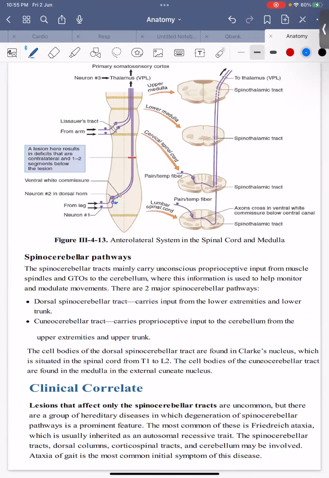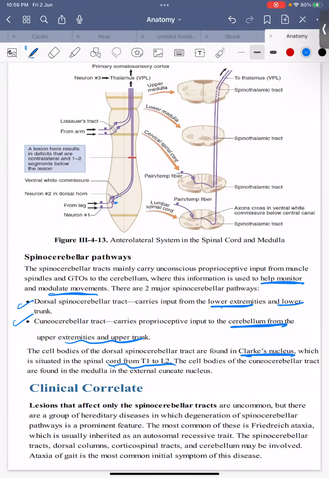The third type of pathway, which is not very important, is the spinocerebellar tract. They carry unconscious proprioception input, usually from the muscle spindle and the Golgi tendon organ, to the cerebellum, and they help to monitor and modulate movements. There are two types, the dorsal and the cuneocerebellar. The dorsal carries input from the lower extremity and lower trunk, and the cuneocerebellar carries proprioceptive input to the cerebellum from the upper extremity and upper trunk. The cell bodies of these are located in Clarke's nucleus, in the spinal cord from T1 to L2.